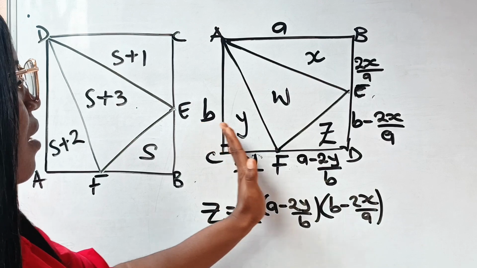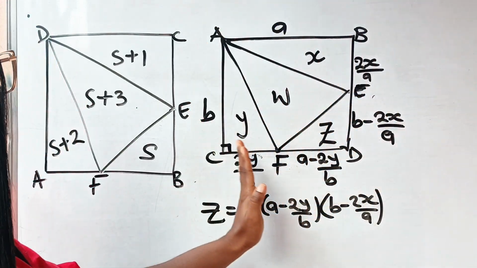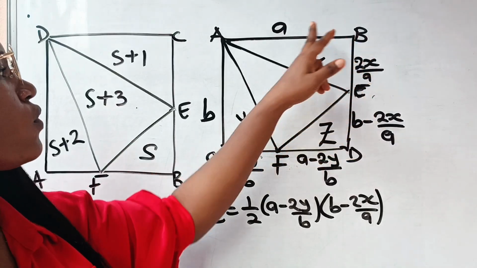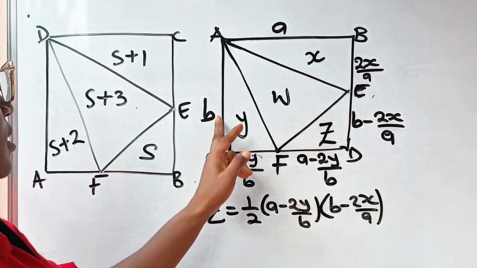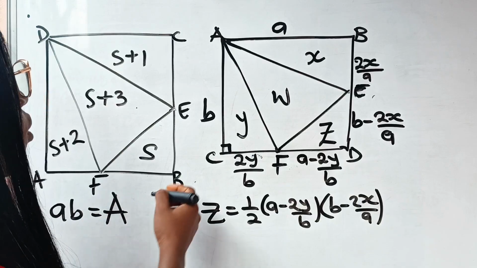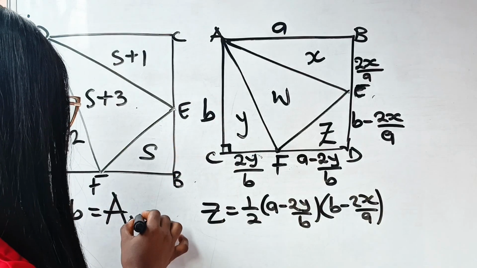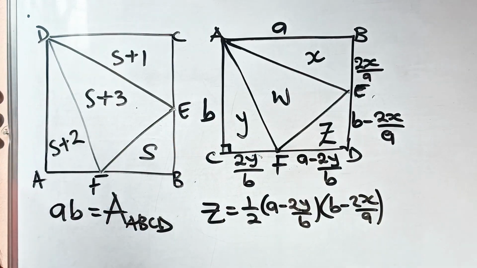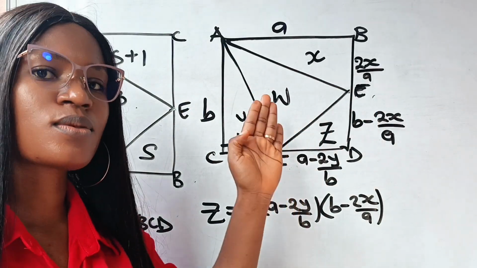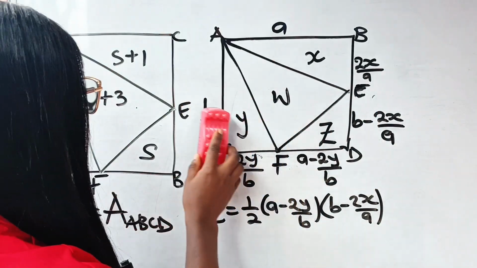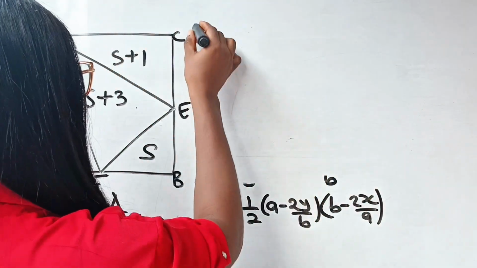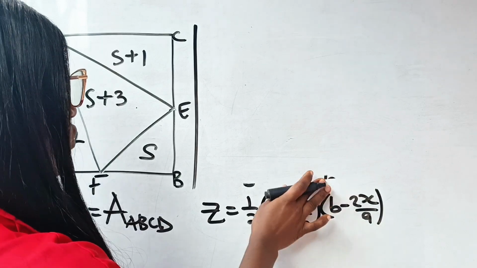So permit me to clean everything now. I'm going to clean every single thing here. But before that, remember that the area of this whole rectangle is a times b, okay? So let's write it that ab is equal to the area of rectangle ABCD. Okay, so at this point, I want to clean this so that I'll have enough space to solve this. So let's dive into that and prove the formula.